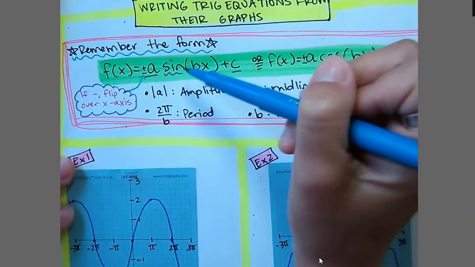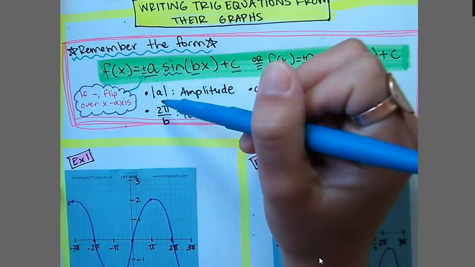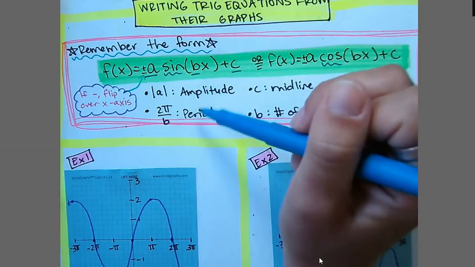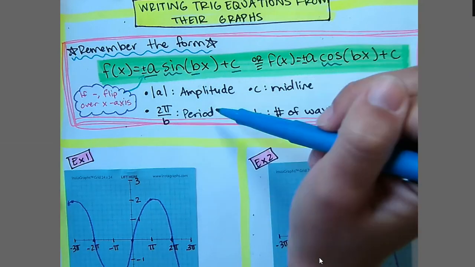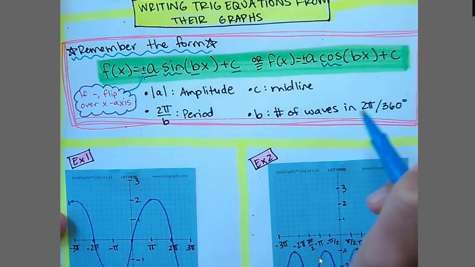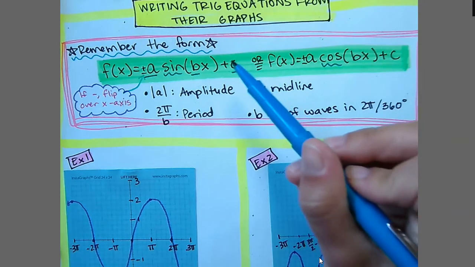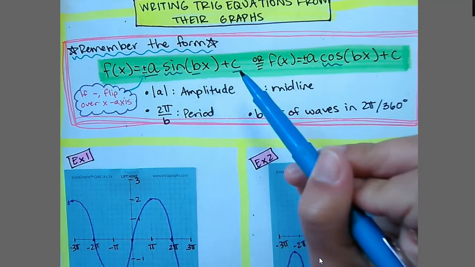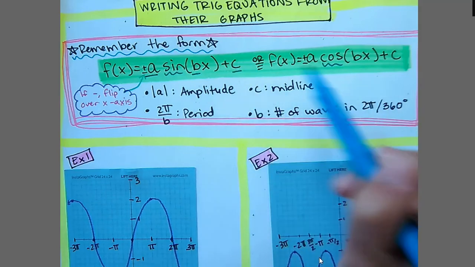So again, the a is the amplitude, but it really is the absolute value of a. So if it's -1, then the amplitude is +1. The b just tells you the period, so 2 pi over b is the period. But what we're going to be doing today is that b is the number of waves in 2 pi. So if you see that 2 waves happen in 2 pi, then it should say 2x here. And then the c is the midline, so that's what cuts the wave in half horizontally.